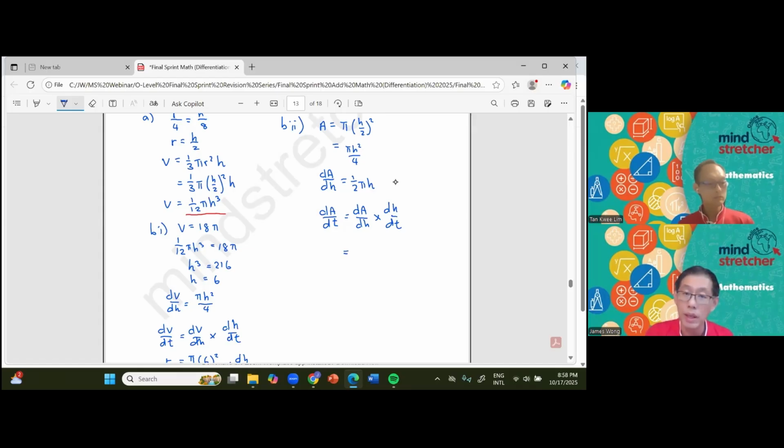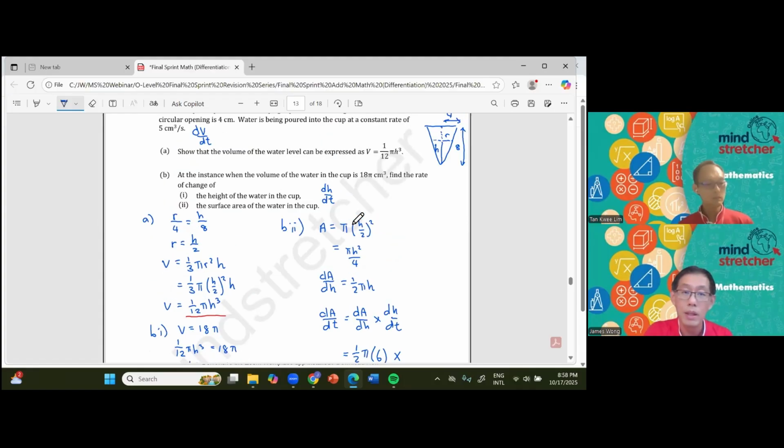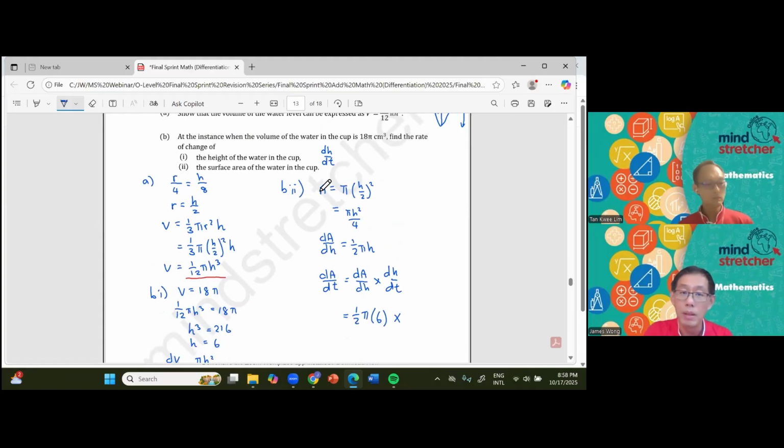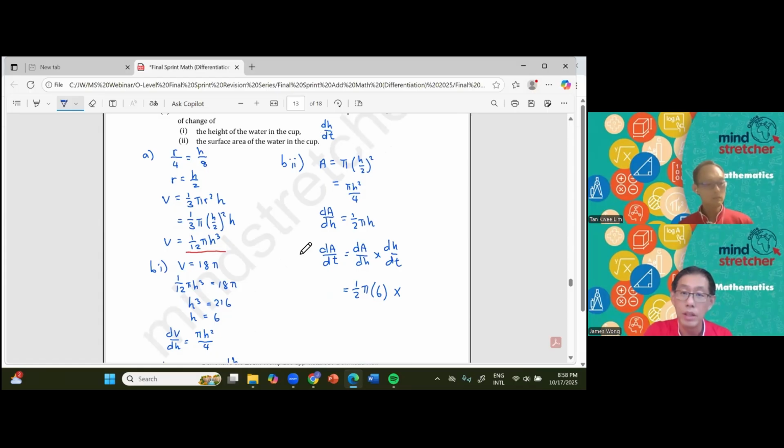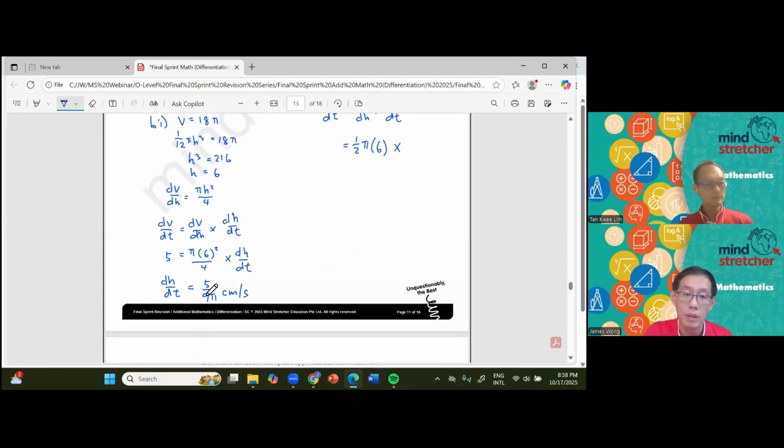Because my dA/dH, in terms of H, is actually half pi H. But I want to find, in this case, the instant where the volume is 18 pi, my H is actually 6. So I put a 6 inside. Then I multiply by my dH/dt. My dH/dt, I actually know from my part B part 1, because dH/dt was found early on, right? This value, 5 over 9 pi.